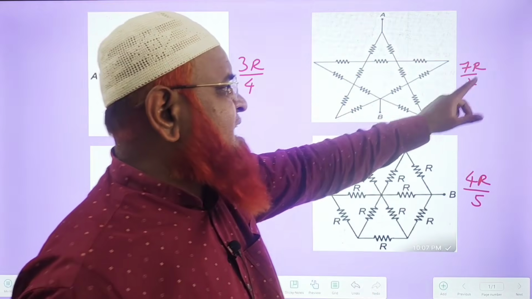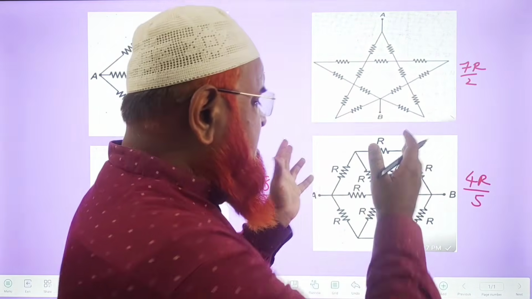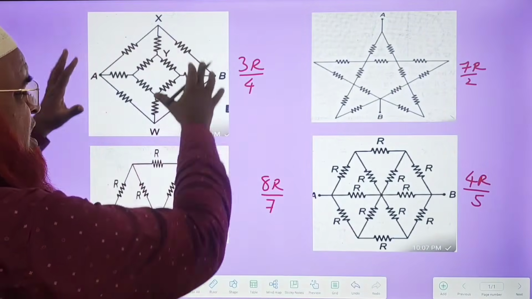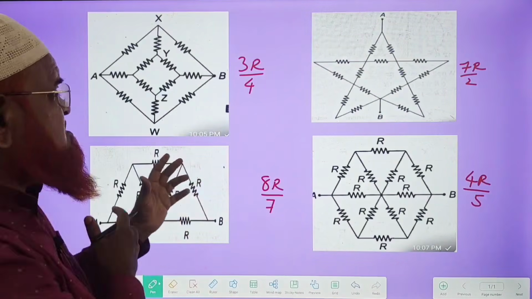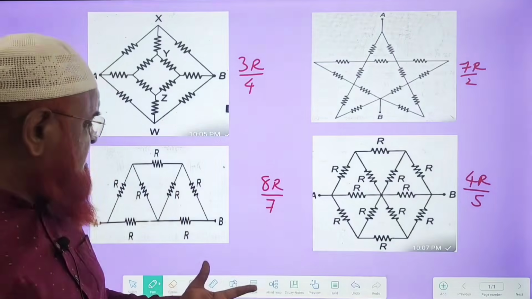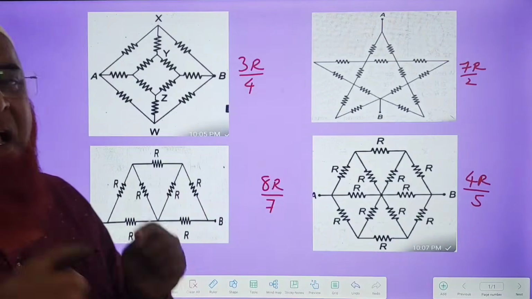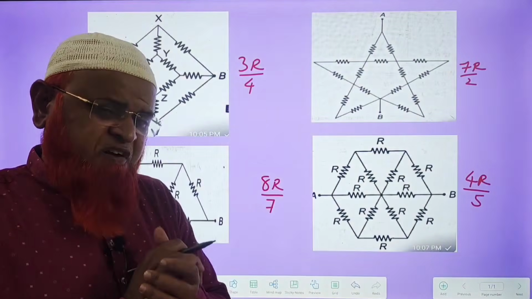For example, if it is a star, it is 7R by 2. If it is this type of hexagon, it is 4R by 5. If this is a square-shaped, rhombus-shaped circuit, then it's 3R by 4. And if it is the pyramid-shaped circuit, it is 8R by 7. If you remember these formulas, what is the benefit?